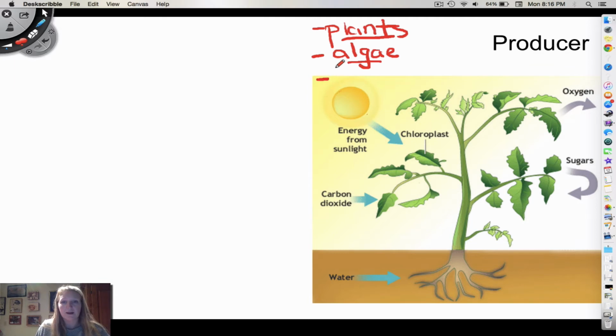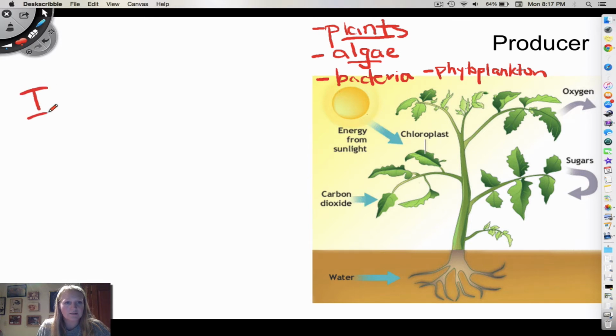Another example is some bacteria, which is an example of a producer. This is more of an exception. It's kind of cool. I'll go into that in a second. And then there's also phytoplankton, plankton in the ocean. I think I spelled that totally wrong, but that also captures energy from the sun.